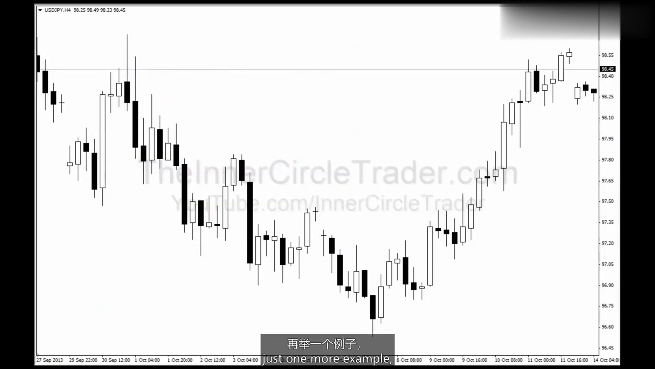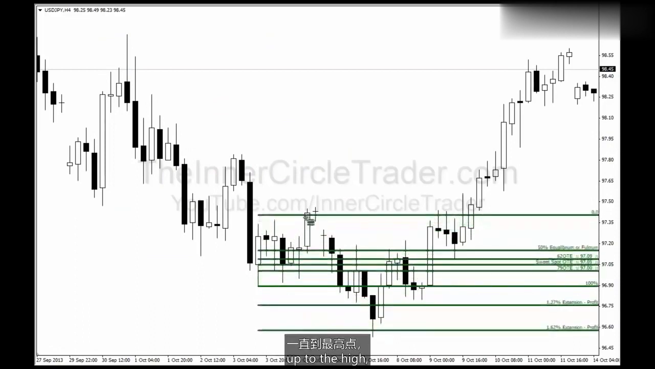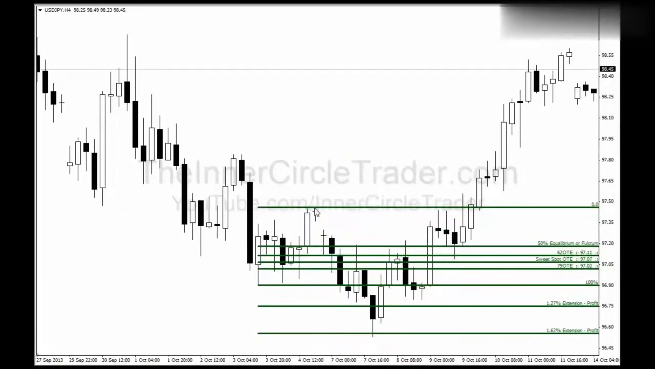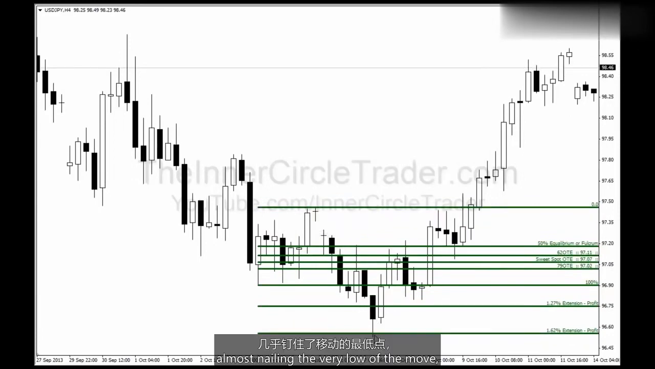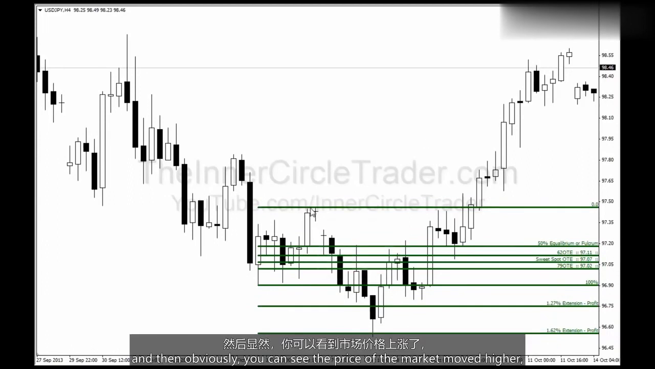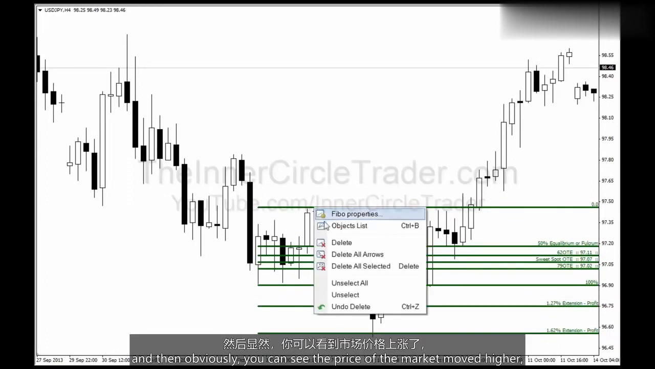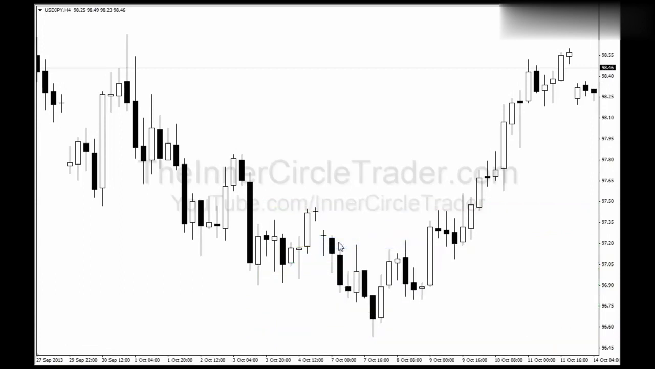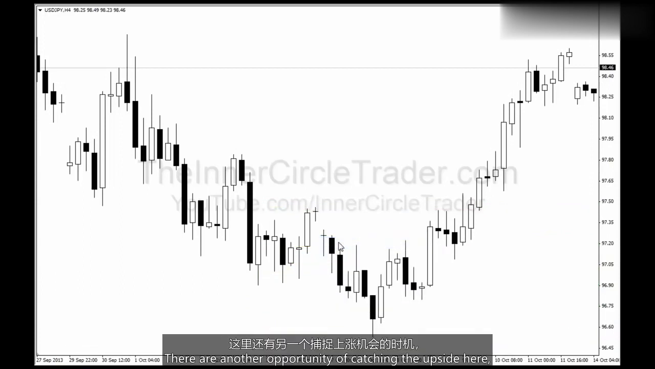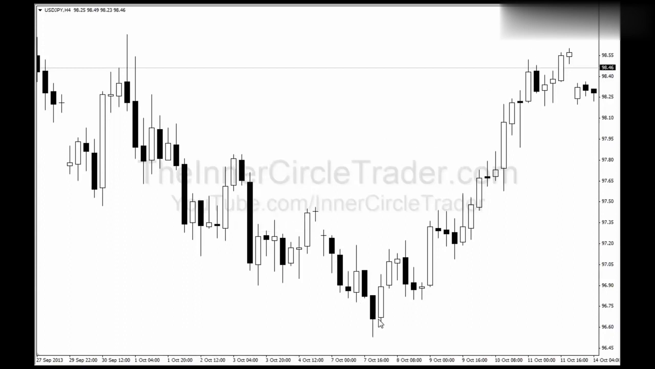And just one more example on a short term, we have an impulse move here, retracement. Find the low up to the high, the highest point right there, and your 127, and then your 162 extension, almost nailing the very low of the move. And then obviously you can see the price of the market moved higher. There's another opportunity of catching the upside here. You see this price move here.